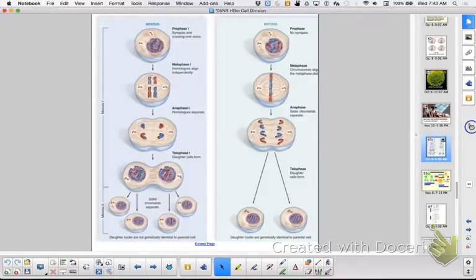On your notes, I gave you a little chart on number of divisions. What do you need to put in the mitosis box for number of divisions? 1. Good. Could Slate explain the meiosis box? You filled in the mitosis box with number 1, but could Slate explain the meiosis box? Go.